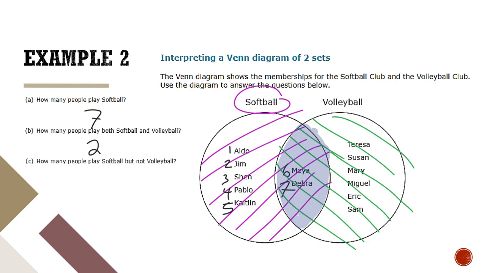And now how many people are playing softball but not volleyball? So the idea is we don't want the volleyball people, so you're kind of canceling out or taking these ones away. And these ones are playing softball, but they don't play that. So it's just these 5 right there.